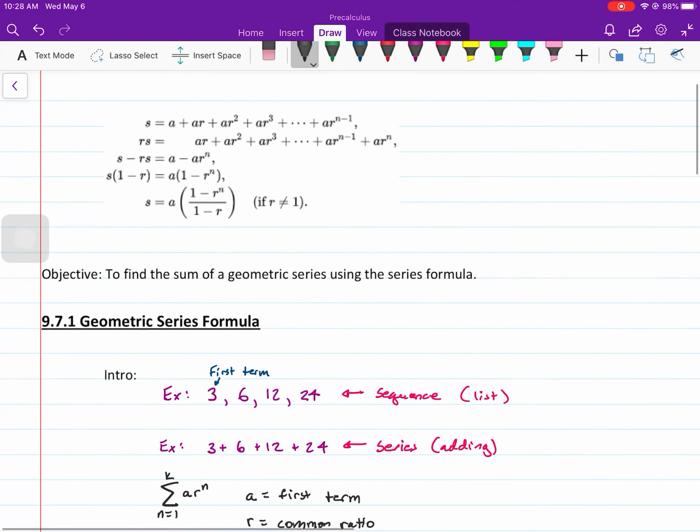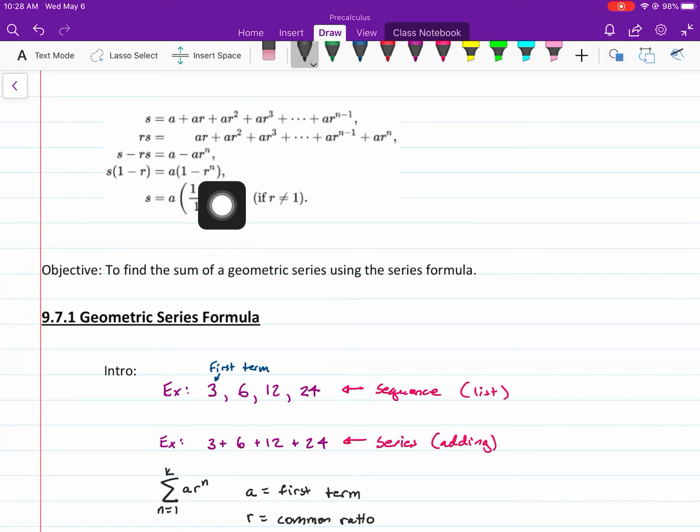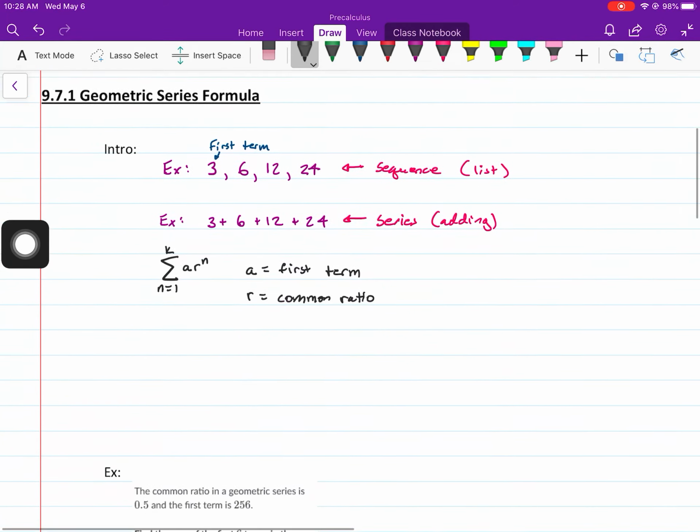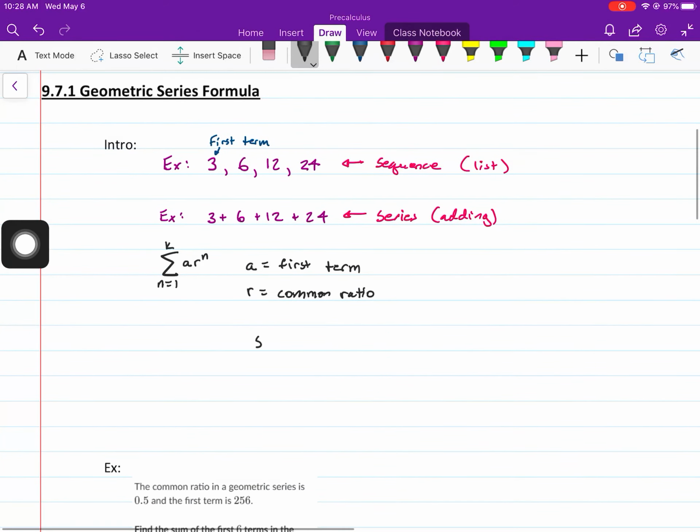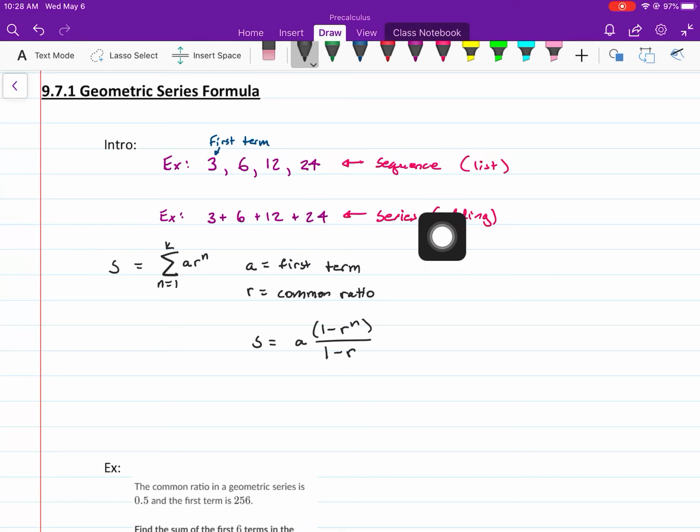And as you can see here, the sum, S, there's a formula for it, and the sum is a times 1 minus r to the n over 1 minus r. So if we wanted to know what this sum was, let's just say it just keeps going and we have 100 terms, we could plug it into a formula.